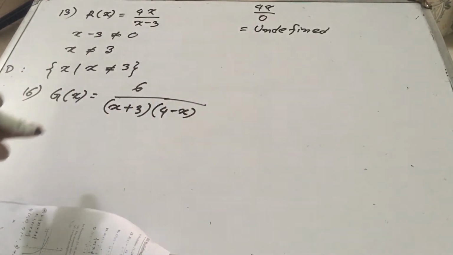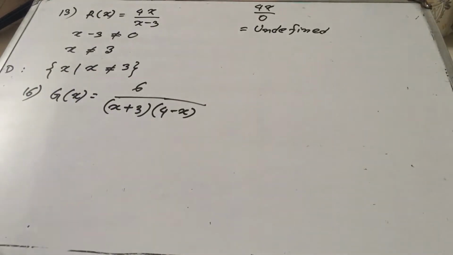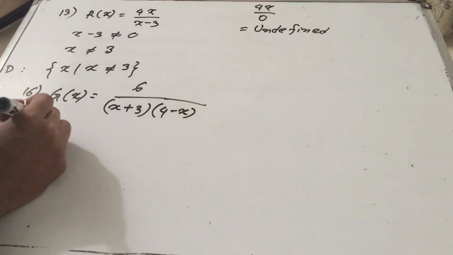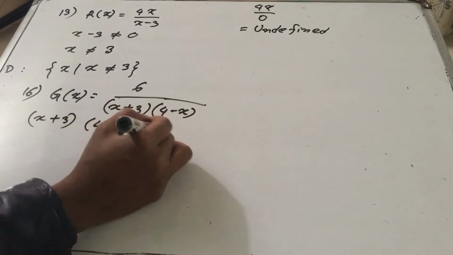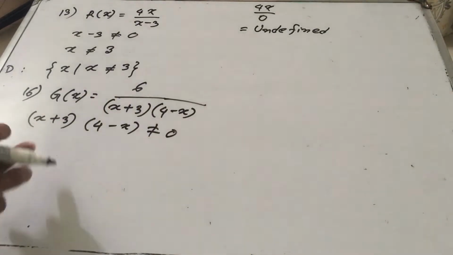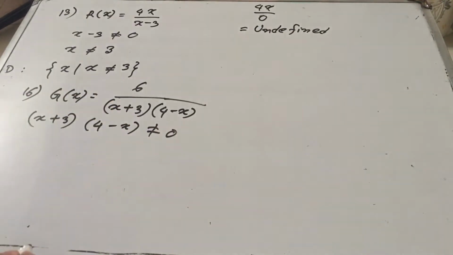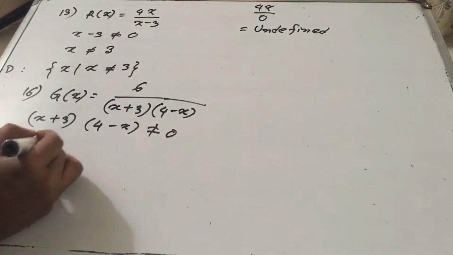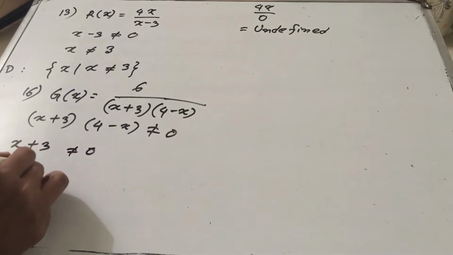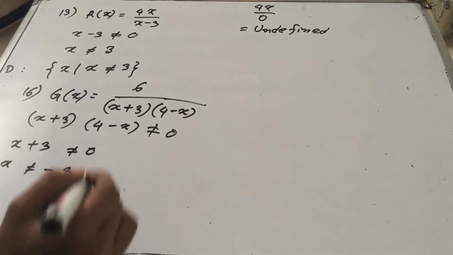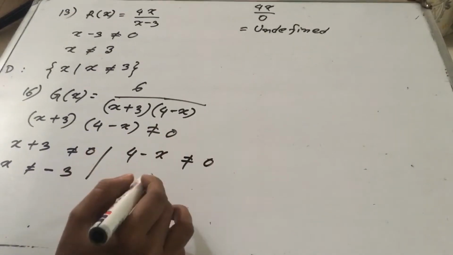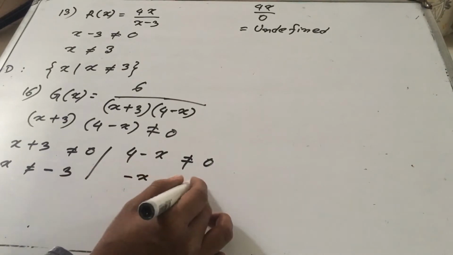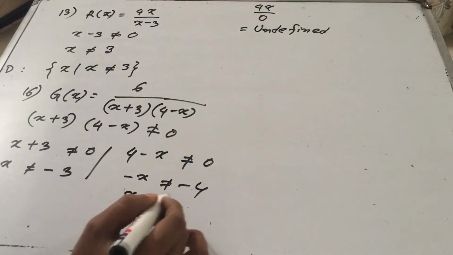From a similar kind of understanding, this denominator cannot be 0, so we cannot put 0 here. So basically we have to write that these two values cannot be 0. We get (x plus 3) into (4 minus x) cannot be equal to 0. Now from the zero product rule, we can write this cannot be equal to 0 and this cannot be equal to 0 separately. So x plus 3 is not equal to 0, then we get x is not equal to minus 3. Then again 4 minus x is not equal to 0, so we get minus x is not equal to minus 4. Then we get x is not equal to 4.